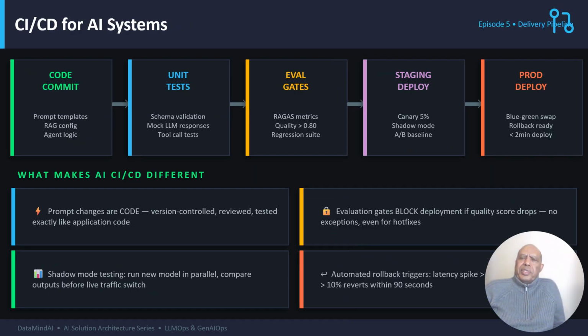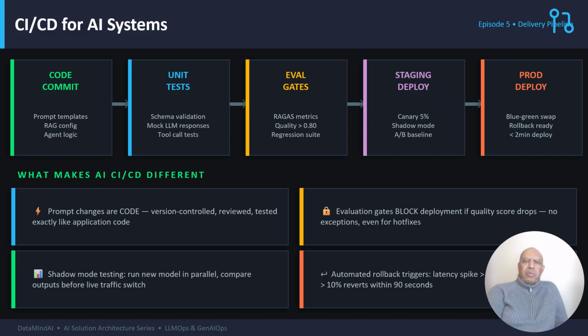Now, traditional CI/CD was built for deterministic software. AI is probabilistic, so we need to adapt the pipeline. So, prompts are code. I cannot stress this enough. Every prompt change, every RAG configuration change, every agent system prompt update, that is a code change. It goes through pull request, code review, and automated testing.